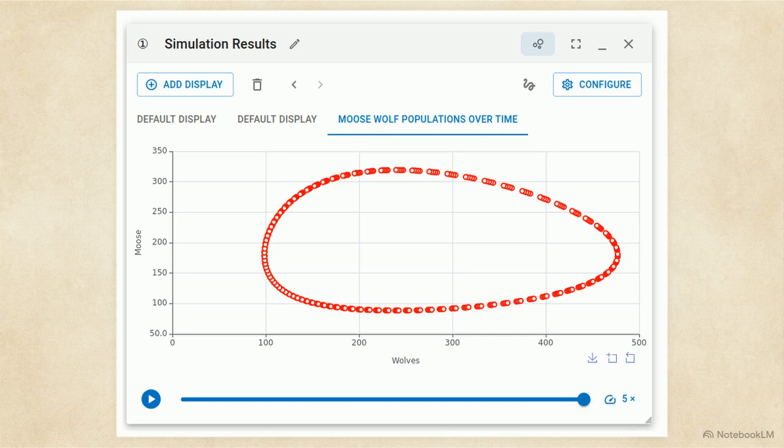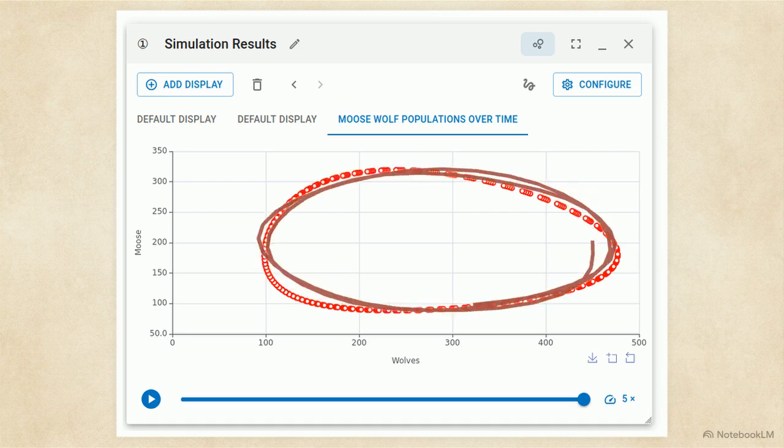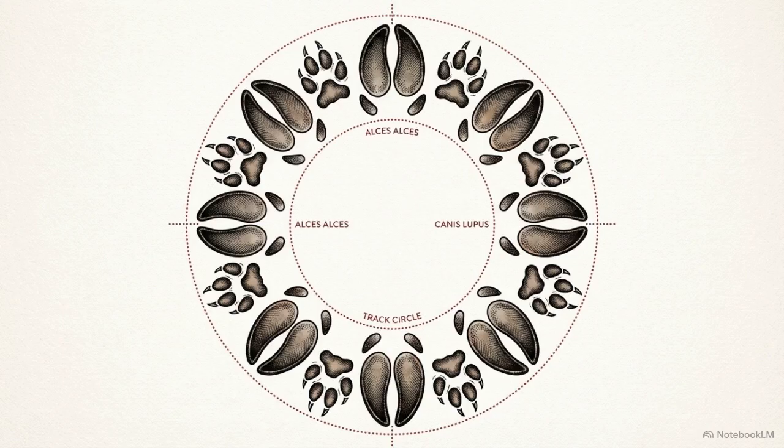This scatter plot maps wolves on the x-axis against moose on the y-axis. Stripping away the timeline reveals an unbroken oval. Every dot represents the exact population count at a frozen second. As time ticks forward, the system continuously orbits this closed shape. This consistent orbit suggests that the biological interactions in a forest follow a specific, repeating logic.